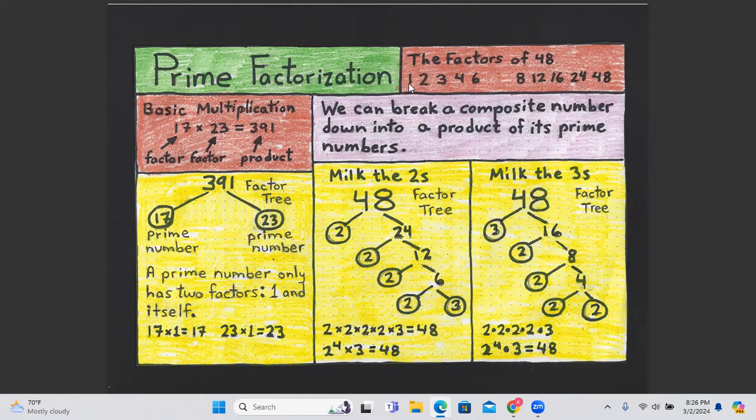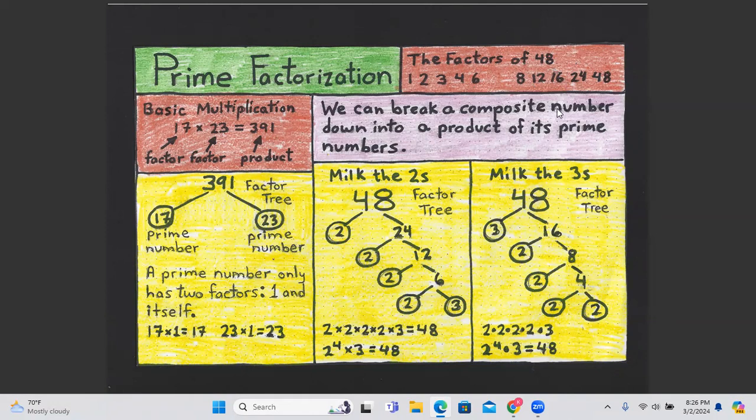Well, we can go like this. 1 times 48 equals 48. 2 times 24 gives us 48. 3 times 16 gives us 48. 4 times 12 would give us 48. And 6 times 8 will give us 48. These are the factors of 48.